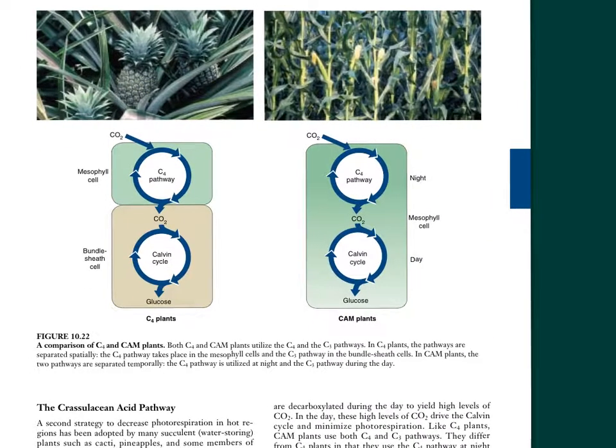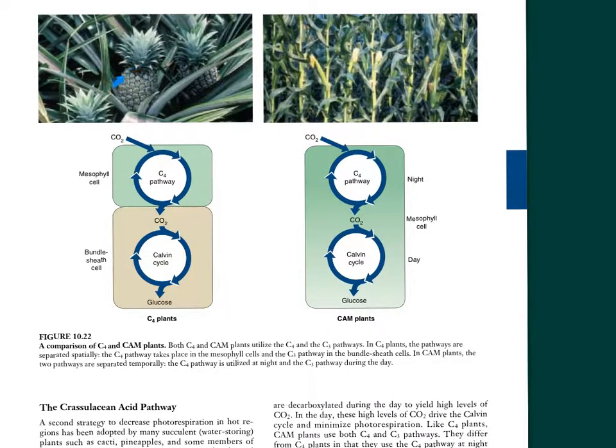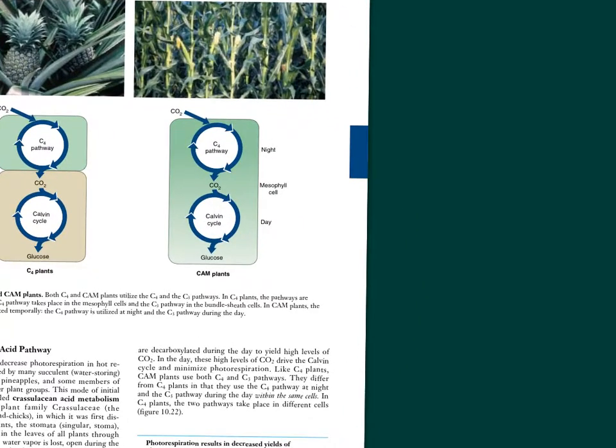The classic examples are pineapples for the tropical plants. Pineapples do CAM photosynthesis. A lot of the tropical plants, if not most of them, do this CAM photosynthesis. Cacti do CAM photosynthesis too, in places where it's hot and dry. And we'll see why in just a minute.